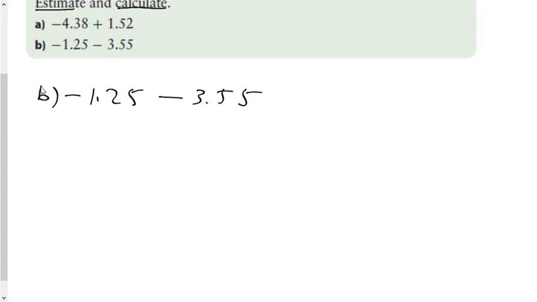Now, with the second question, B, it says negative 1.25 take away 3.55. If I think about the estimation, this is going to be a negative 1 take away 4. And people are like, oh, I hate subtractions because I don't do it very often. Is this subtraction sign, that's a subtraction sign. Is that 3.55 positive or negative? Are we subtracting negatives or are we subtracting positives? We're subtracting 3.55 positives from it. So what I really want to think of this question as, and I'm just going to put positive 4 there, it's going to be easier if I think of it this way.